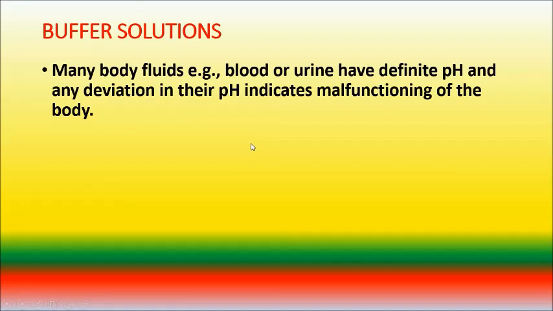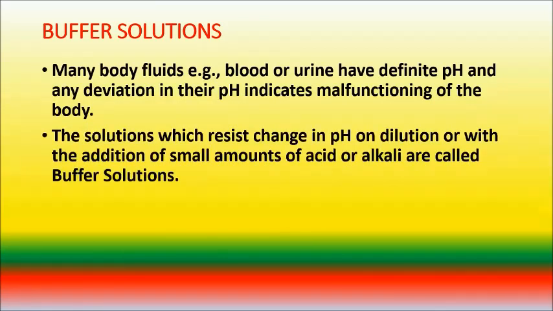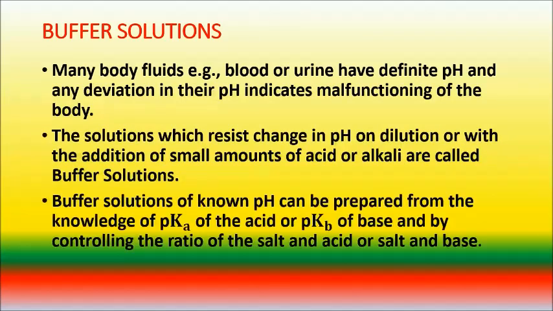Next is the buffer solutions. Many body fluids like blood or urine have a definite pH value, and any deviation in their pH indicates the malfunctioning of the body. The solutions which resist the change in pH on dilution or with the addition of small amounts of acid or alkali are said to be buffer solutions.